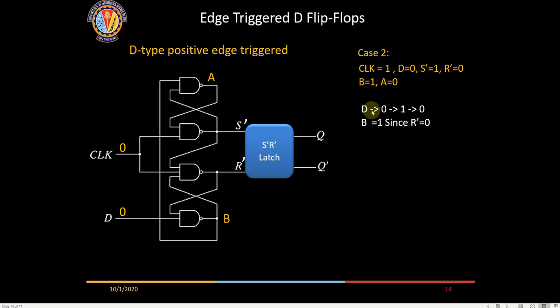Now D is making transitions from 0 to 1, 1 to 0. If B is making a transition from 1 to 0, 0 to 1, D, that will not get reflected in B because you have reset as 0. So since reset is 0 here, this will continue to remain 1.